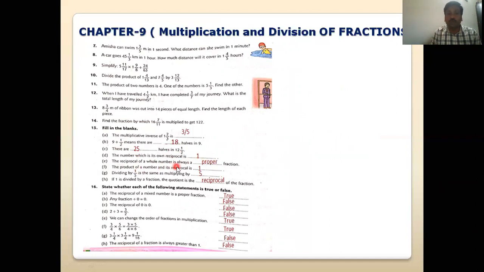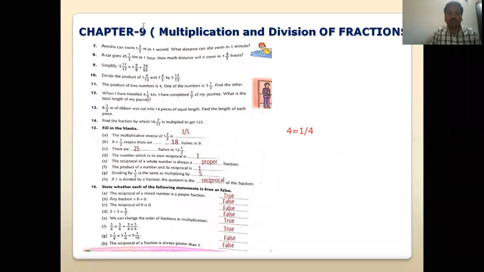The reciprocal of a whole number is always a proper fraction. How can we find it? Let us take an example. Reciprocal of a whole number. Suppose that this is 4. And if you want to write the reciprocal of this 4, we get 1 by 4. And 1 by 4 is which type of fraction? Yes, this is a proper fraction.